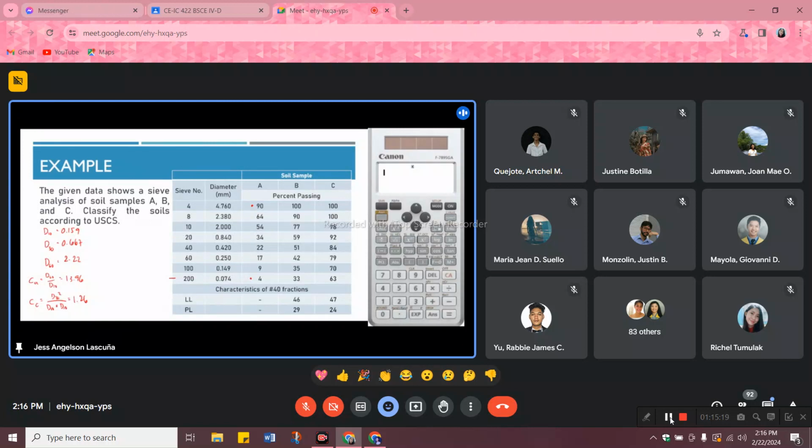So we will now determine if it is well graded or poorly graded. For sands, for the soil to be well graded, CU must be greater than 6 and CC must be within 1 and 3. And then for gravel, CU must be greater than 4 and CC is the same, within 1 to 3.